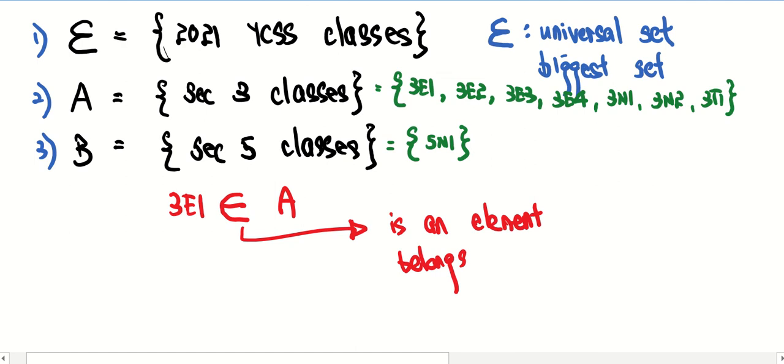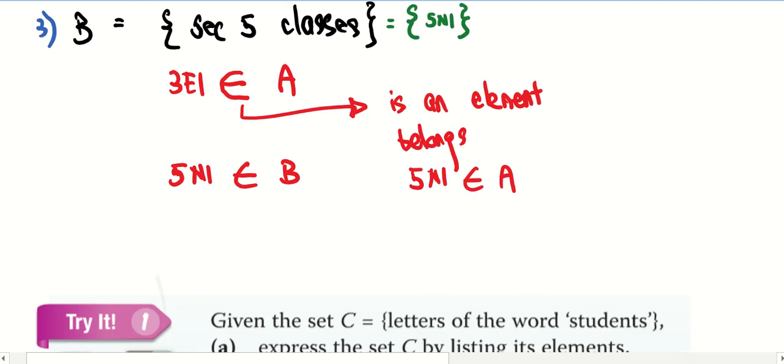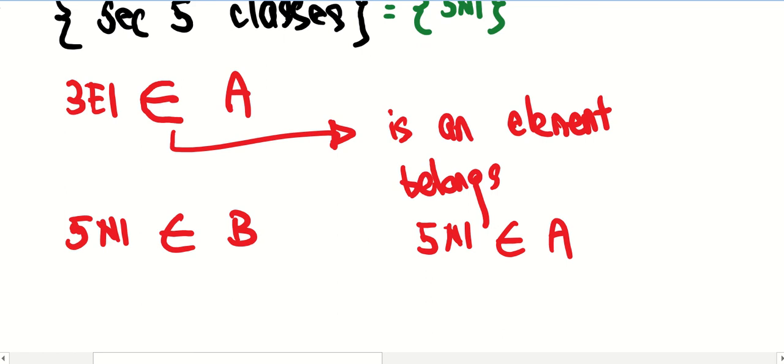Can? Okay, now I'm going to make another statement. 5 and 1 belongs to set B. Is this true? Yes or no? It's still true, right? Okay, but can I write 5 and 1 belongs to set A? It's not true, right? Does it belong to set A? 5 and 1 is clearly not a Sec 3 class, right? But no, I must write mathematical notation. So what can I do to the last statement? Put a slash.